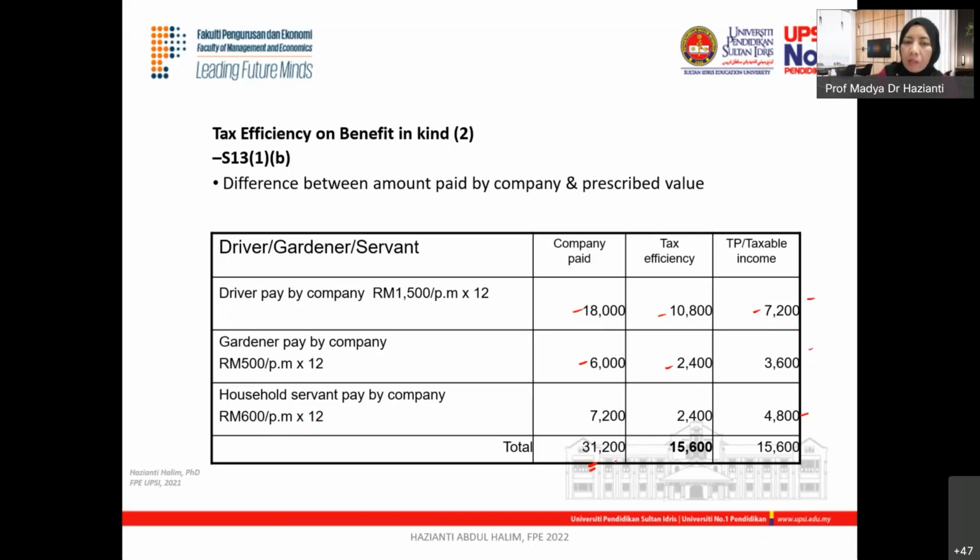Company bayar semua. So ini kita dapat semua ni and this is the taxable income yang kita perlu bayar. So this is the tax efficiency. This is the amount that you save. So beza dekat sini amount paid by company and also the prescribed value. Ini untuk benefits in kind.